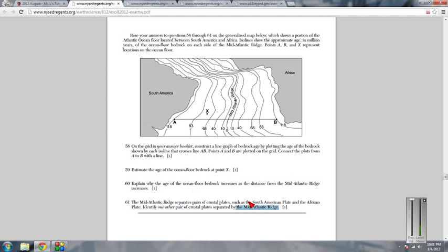Separated by the Mid-Atlantic ridge, huh? Well, some of you can use a reference table and do that in a second, but some of you are going to think this is really easy. Okay, what's north of South America? Obviously North America. What's north of Africa? Europe. So two other plates would be the North American plate and the Eurasian plate.